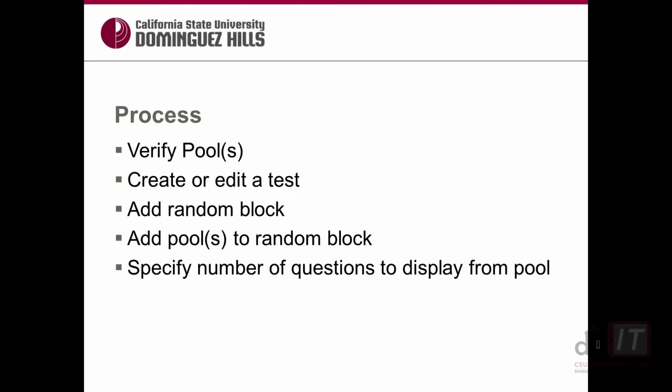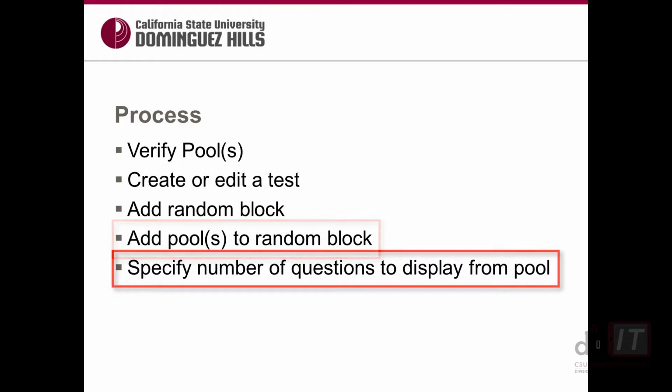So, if you want to create a random block, this is the process. First, you want to verify that your question pool or pools are created in your Blackboard course. Then you want to create a new test, or you want to edit a test that's already in the course. And once that test is created or opened, you want to add a random block. Next, you want to add a pool to that random block. And lastly, you want to specify the number of questions to display from that pool. I'll go ahead and switch over to the desktop to demonstrate how all of this is done.